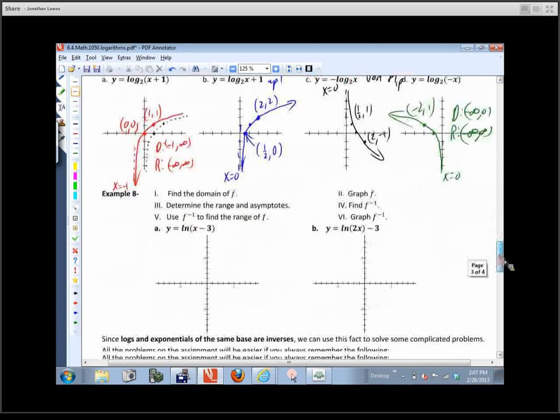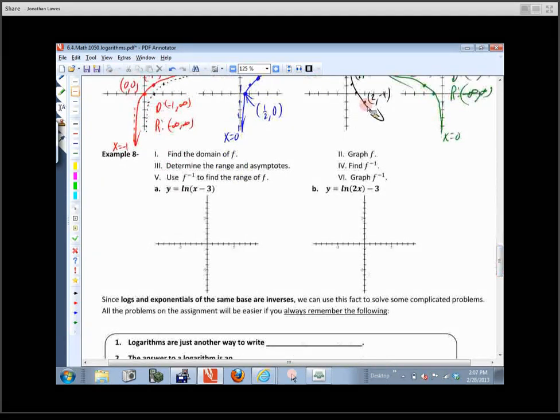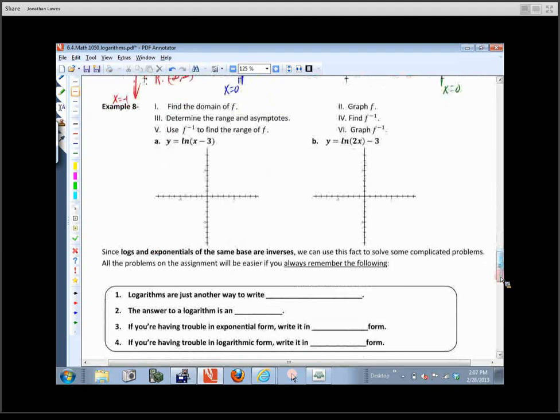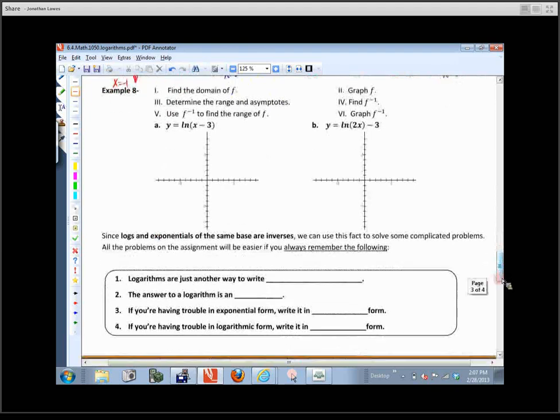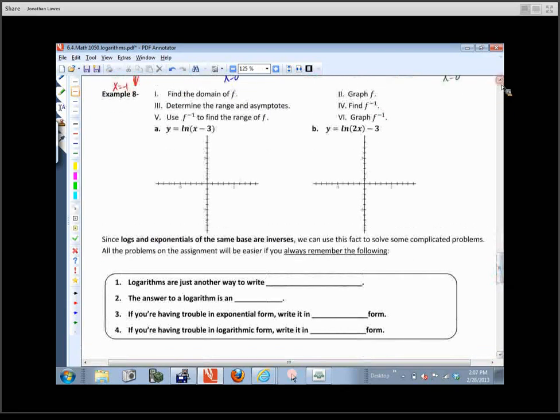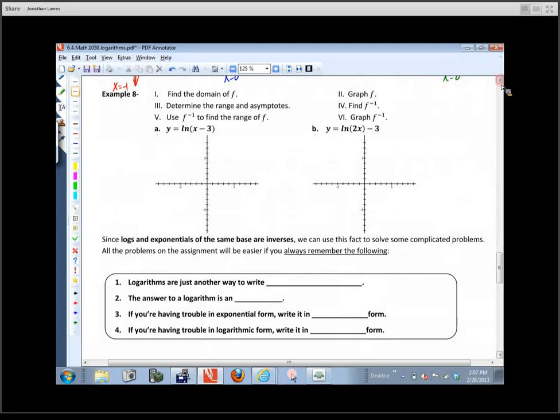Okay. Now, so those are a little bit more advanced. You maybe did 1 or 2 of those in Math 1010. You also didn't do anything like example number 8 in 1010. Okay? So this one says, and you have a couple problems on your assignment like this. It says, find the domain of f and graph f. Determine the range and the asymptotes. Find f inverse, and then use f inverse to find the range of f, and then graph f inverse.